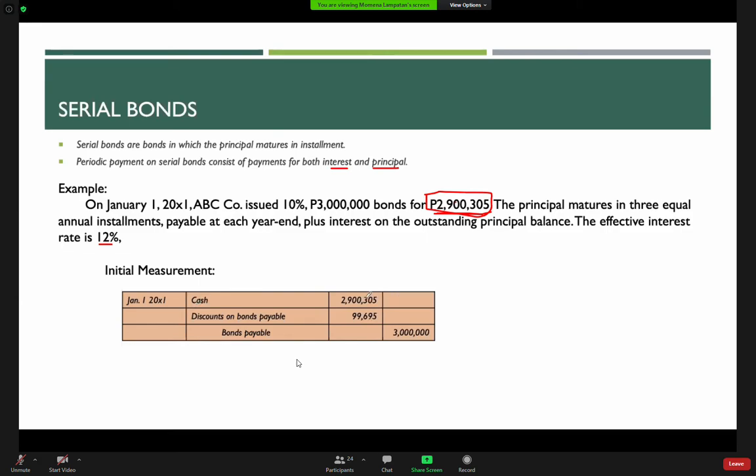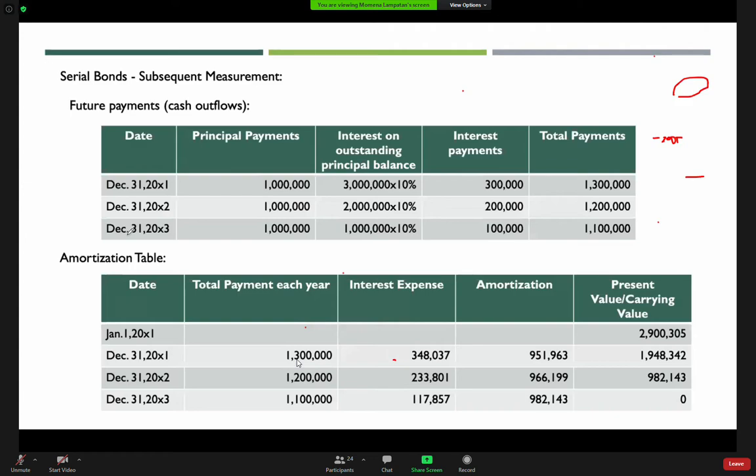Okay? So for initial measurement, dahil hindi na natin i-compute yung carrying value as given na siya, so you have the price of the bond, so you are going to be paid 2,900,305. Then the bonds payable, face value 3 million. The difference between the face value and the purchase price of the bond is the discount on bonds payable. So, mapapansin nyo, mas mababa yung carrying amount niya kaysa sa face value niya. Diyan pa lang, alam nyo na discount. Dito pa lang actually sa interest, mas malaki yung effective interest rate compared sa nominal rate. So, discount. Issued at a discount yung bonds. So, this is the future payment.